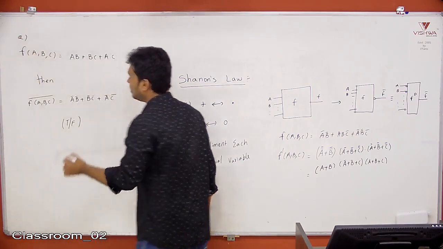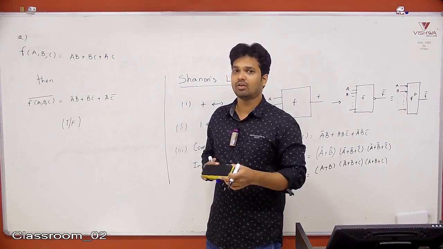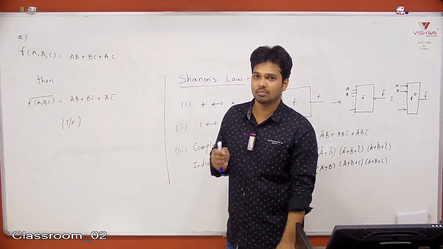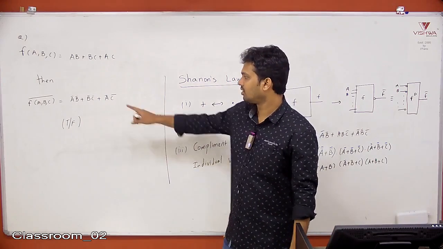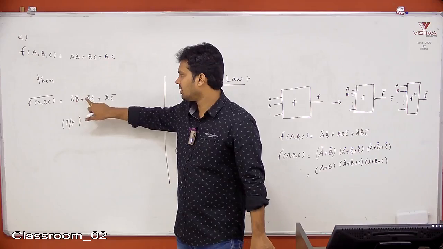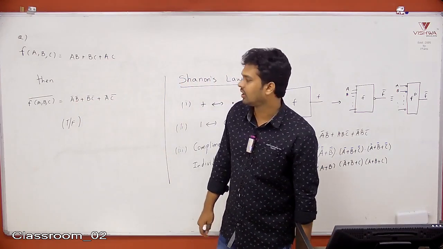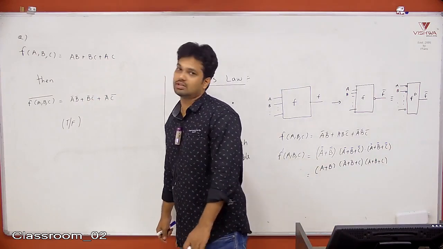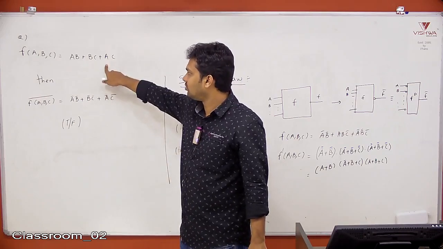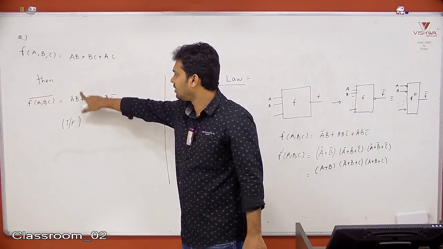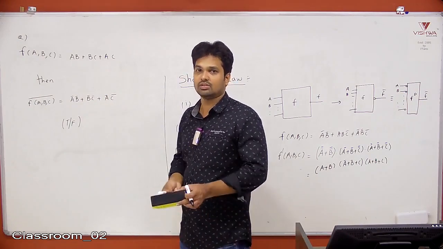Copy it. F of ABC equal to AB plus BC plus AC. Then F bar of ABC equal to A bar B bar plus B bar C bar plus A bar C bar. True or false? You can tell me the answer. What is the answer you can expect? Sir, complement means you should take dual and complement each. Here you have directly complemented each variable, so you may think the answer is false. No. Answer is true.